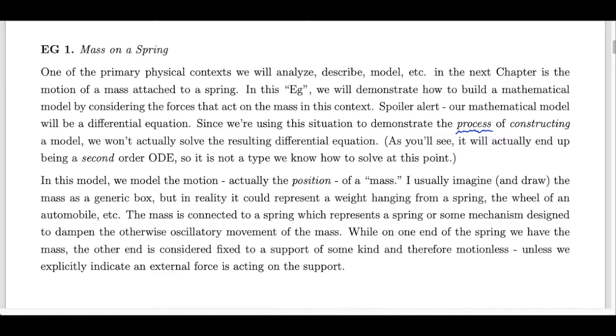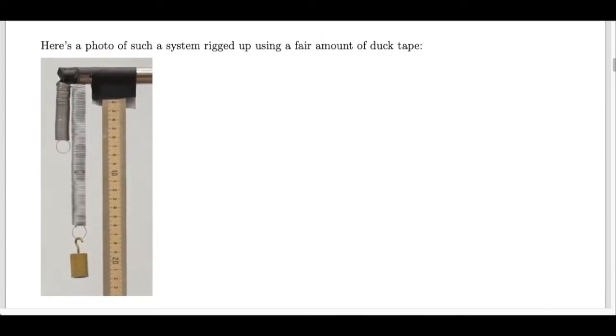So in this situation, we want to model the motion, or to be more precise, the position of a quote-unquote mass. This mass could be lots of things. I usually just draw it as a box. The mass is connected to a spring, which in turn is connected to some kind of support. We generally think of this support as fixed and motionless unless otherwise noted. I've got a picture here which shows an example of this setup.